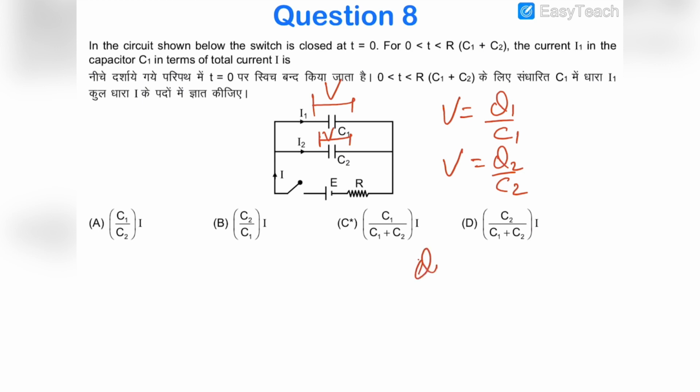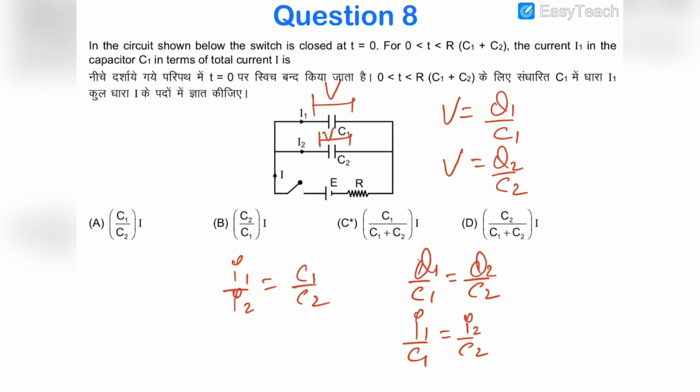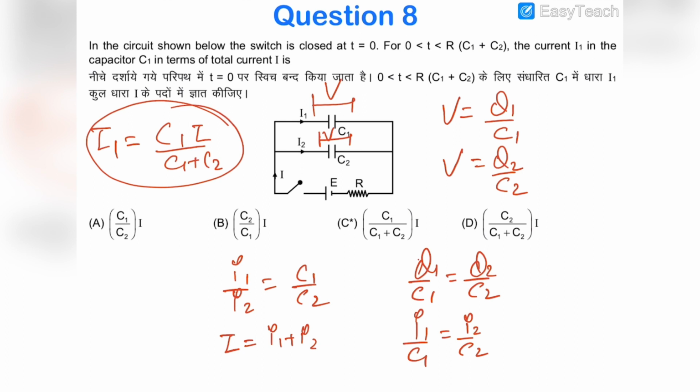And Q1 by C1 will be equal to Q2 by C2. So if we differentiate both the sides, we would be getting I1 by C1 will be equal to I2 by C2, and I1 by I2 will be equal to C1 by C2. And we know that I is equal to I1 plus I2. So if we divide these two currents in this ratio, the current flowing through C1, which is I1, would be equal to C1 I upon C1 plus C2. So the correct answer would be C. Now we move on to the next question.